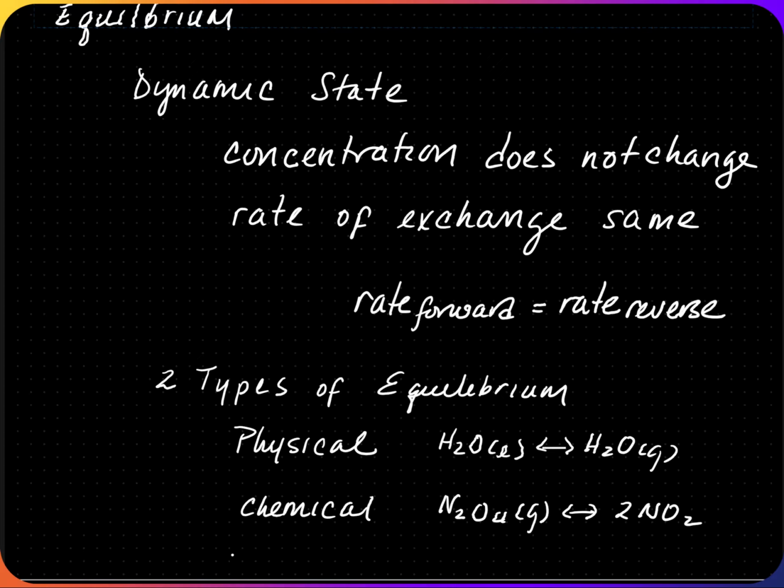There are 2 types of equilibrium, physical and chemical. Physical is just a change in state of matter. So water liquid can become water gas. In a chemical equilibrium, there is a change in composition. So a chemical reaction is occurring, such as N2O4 becoming 2 NO2s.